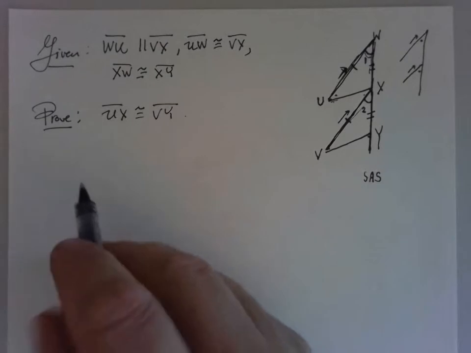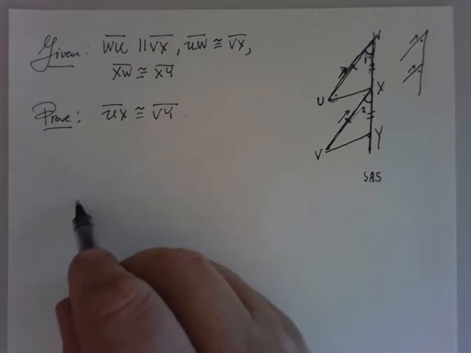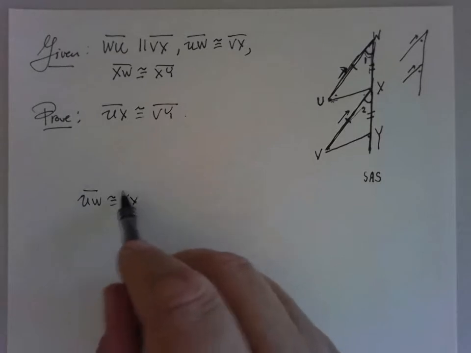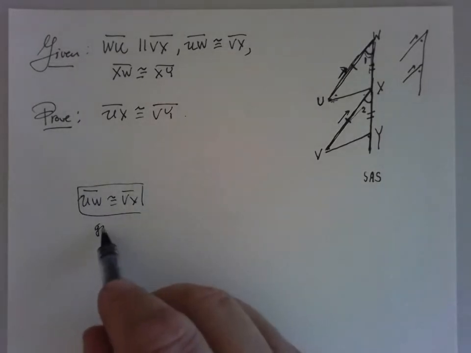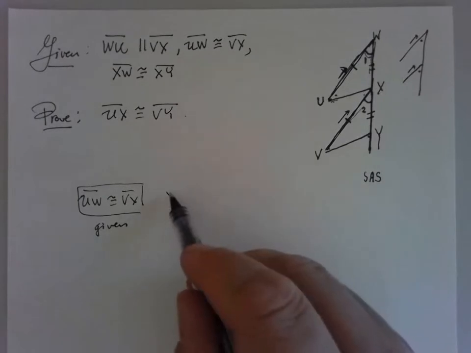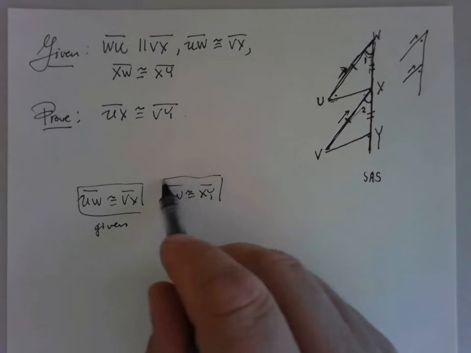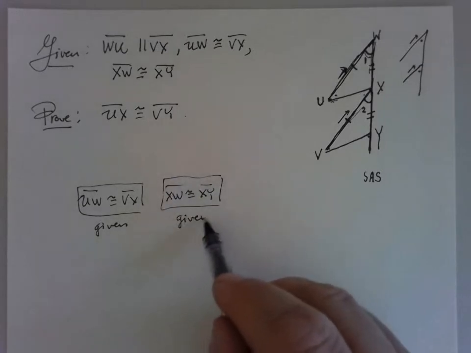So I'm going to write up my SAS argument. Both my pairs of sides are given. So that's one pair of sides. Here's my other pair, XW. I'm just recopying the givens down here. Don't have to think too hard about that. This is given, this is given.